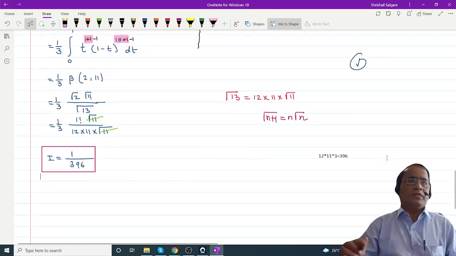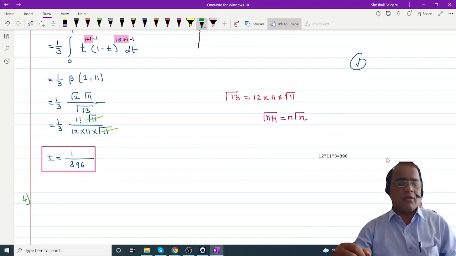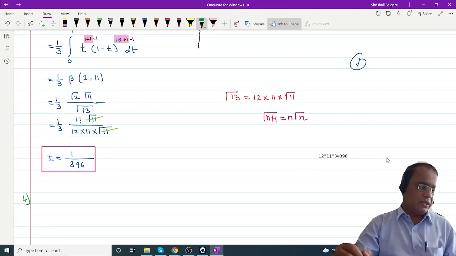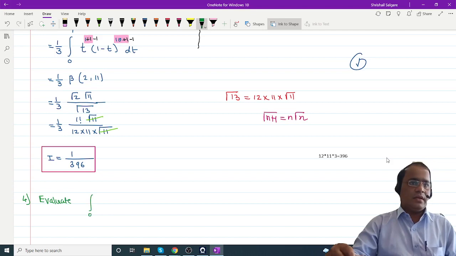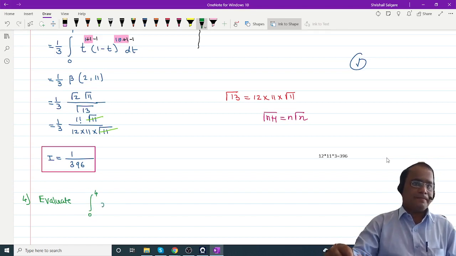Now suppose the fourth one. Simple. Our target should be the kernel for the beta and gamma, and accordingly you have to use the substitution. Suppose the next one is: evaluate the integral from 0 to 4 of x square into square root of 4x minus x square into dx.